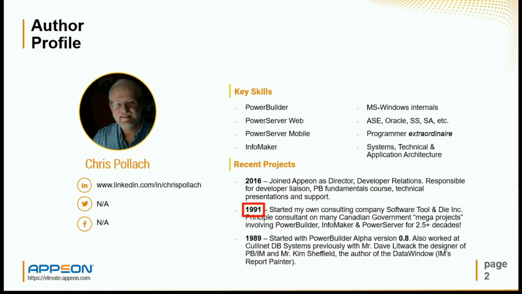In 1991, I started my own consulting company, Software Tool and Die, and I consulted on many Canadian and even US government mega projects on PowerBuilder, InfoMaker, and PowerServer. Mega projects, these would be databases in the terabytes or petabytes, and concurrent application users in the 8 to 10,000 and above range. In 1989, I started with PowerBuilder Alpha 0.8.